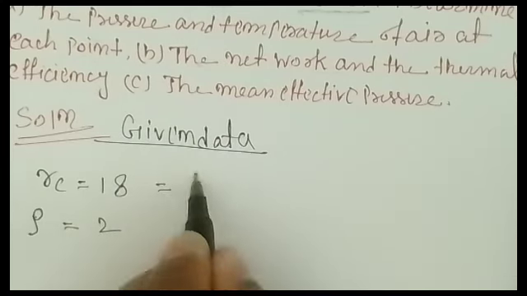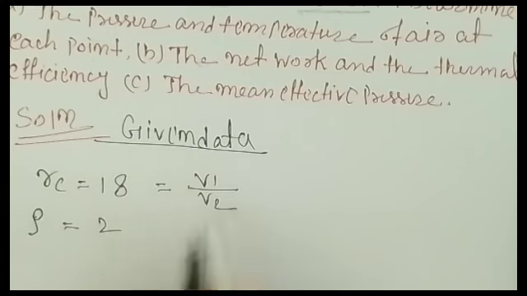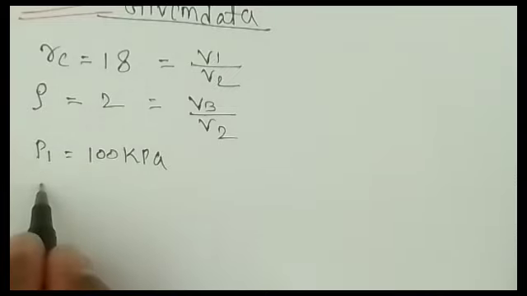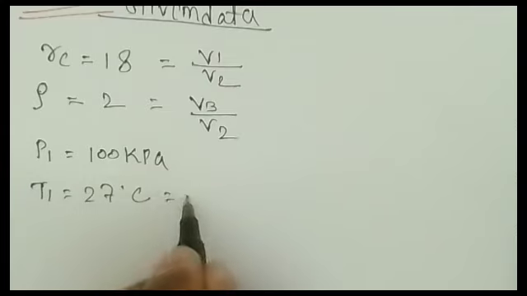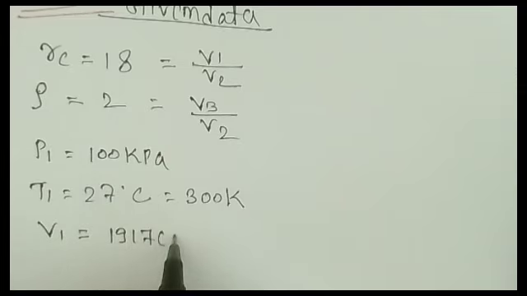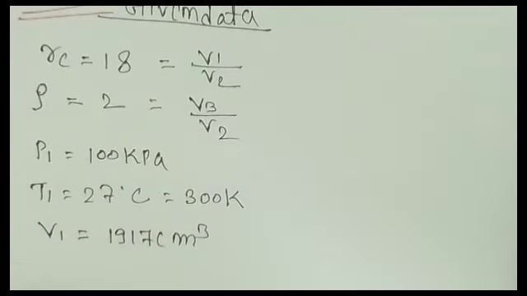Here you can write rc is nothing but V1 by V2, and the cutoff ratio is V3 by V2. You know that. At the beginning the pressure is given, P1 is equal to 100 kilopascal; we will keep it in 100 kilopascal only. The temperature is given, T1 is equal to 27 degrees centigrade, meaning 300 Kelvin. And the volume is given, V1 is equal to 1917 centimeter cube. So these data are given.